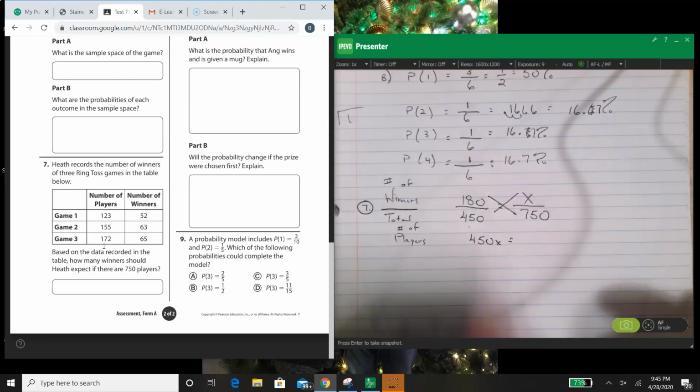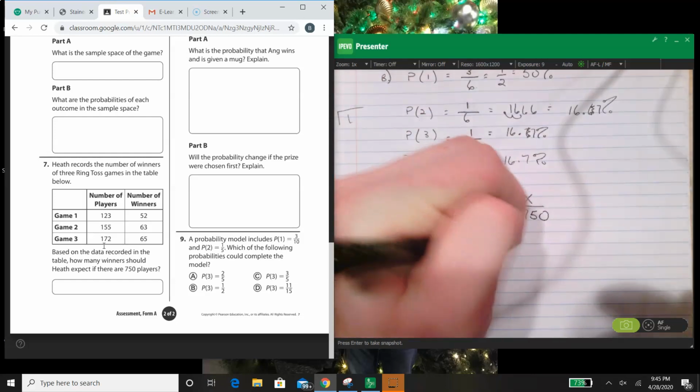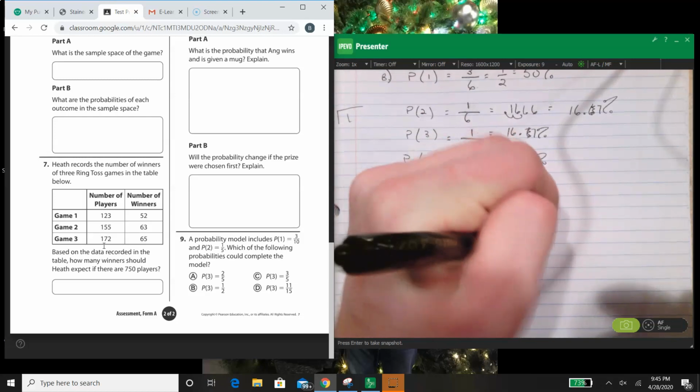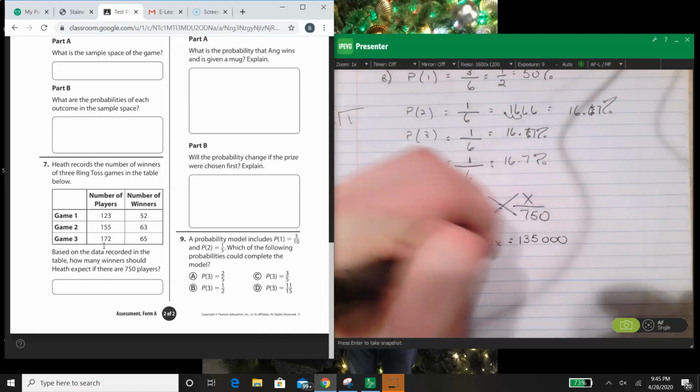And that's equal to, again, probably going to need my calculator on this one, 180 times 750. And that's going to be equal to 135,000. Get a 0. Last step. I need to then divide by 450.